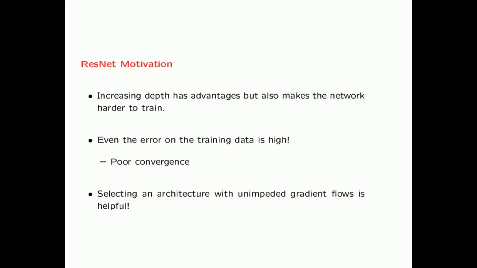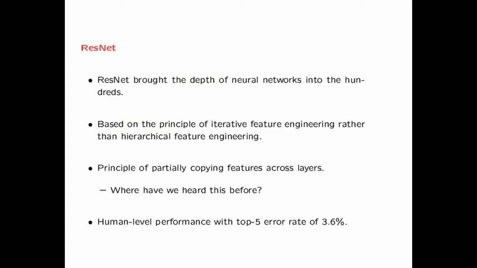So you would think that if you have a network with large enough capacity, at least on your training data, you should be able to overfit enough that at least on the training data, you get very low error. But if even your error on the training data is high, what it means is that there's very poor convergence. What it means is that gradient flows across the layers are impeded. So selecting an architecture with unimpeded gradient flows is helpful.